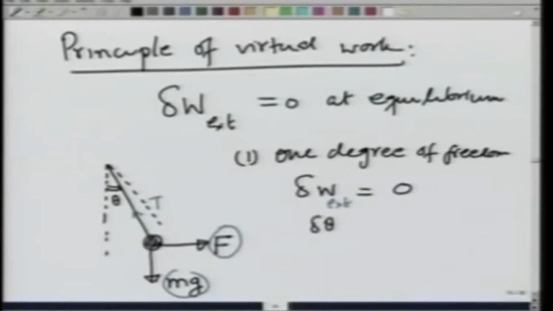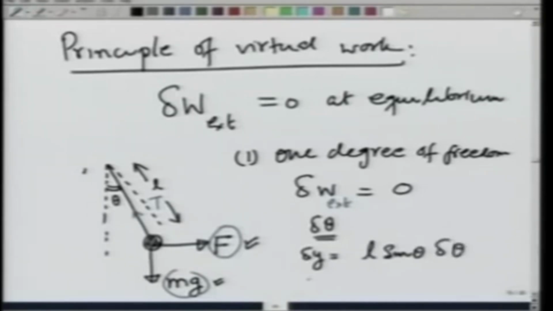Let us make a virtual displacement of delta theta. If I make a virtual displacement of delta theta, let us calculate the virtual work done by force F and force mg. When I make this displacement, if the length of the pendulum is L, then the bob moves up, let us call it delta y, by an amount L sin theta delta theta, and it moves in the horizontal direction by L cosine theta delta theta. In fact, I should put this negative to show that it is moving up.